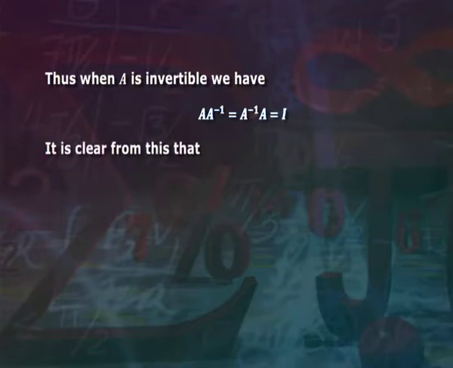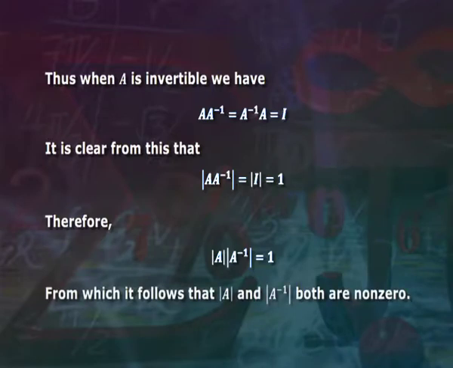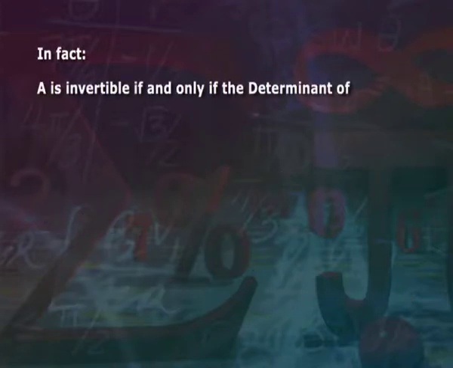It is clear from this that determinant of A times determinant of A inverse equal to determinant of I, which is 1. Therefore, determinant of A multiplied by determinant of A inverse is equal to 1, from which it follows that determinant of A and determinant of A inverse both are non-zero. In fact, A is invertible if and only if the determinant of A, that is mod A, is non-zero.